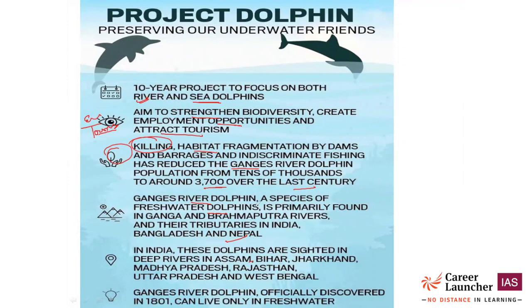Ganga river dolphin के प्रोटेक्शन के लिए जो प्रोजेक्ट स्टार्ट हुआ है by गवर्नमेंट ऑफ इंडिया, ये इंपॉर्टेंट है. Their location, natural habitat कहाँ पर है, reason behind the declining population. Now the Ganga river dolphin, officially discovered in 1801, can live only in fresh water. So remember, it's fresh water. Maybe they can ask you a question: is it fresh water and also salt water, वो दोनों जगह पाया जाता है, but it is only a freshwater species. Okay, so this is called Project Dolphin.